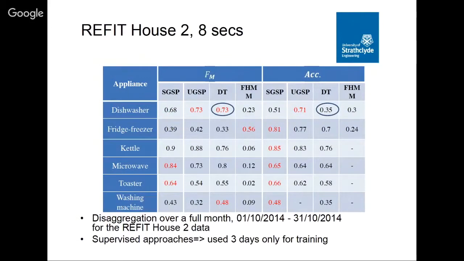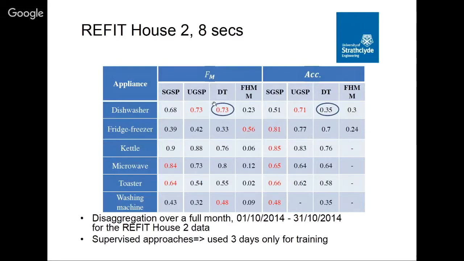So we did the same thing for the REFIT house. That was at 8-second resolution, done over a full 30 days. And for the supervised approach, we only use 3 days for training. We want to minimize the number of days of historical data you need to train because it makes it not so usable. So again, we've got results for FM and ACC.